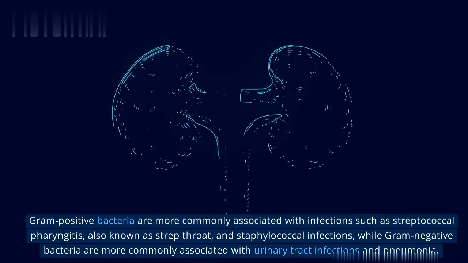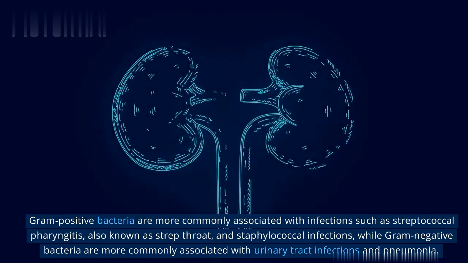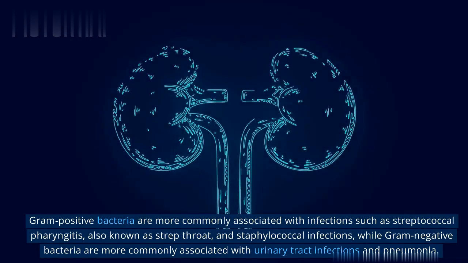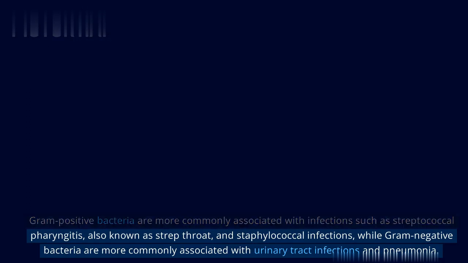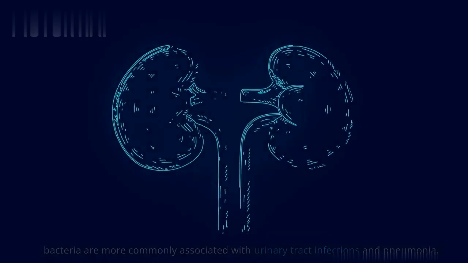Gram-positive bacteria are more commonly associated with infections such as streptococcal pharyngitis, also known as strep throat, and staphylococcal infections, while gram-negative bacteria are more commonly associated with urinary tract infections and pneumonia.